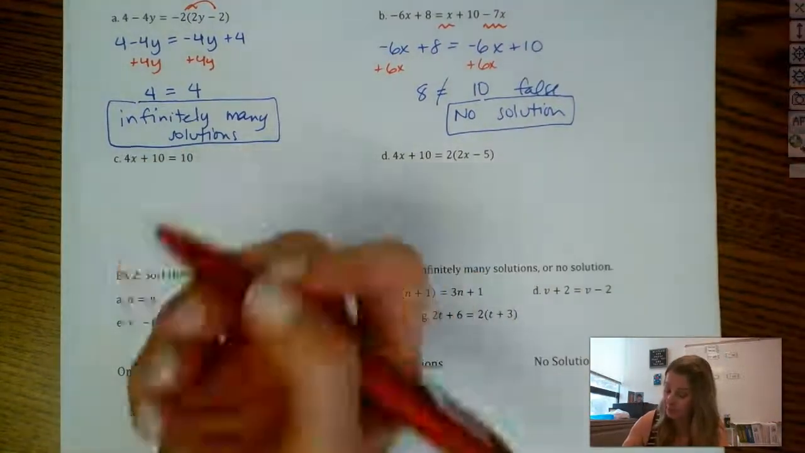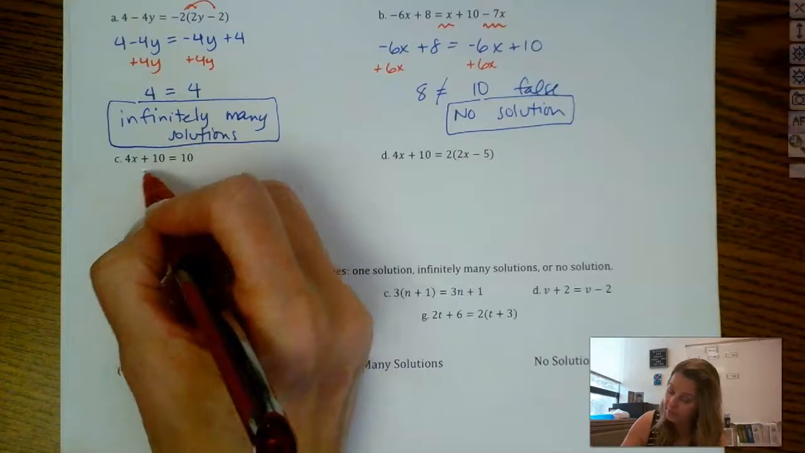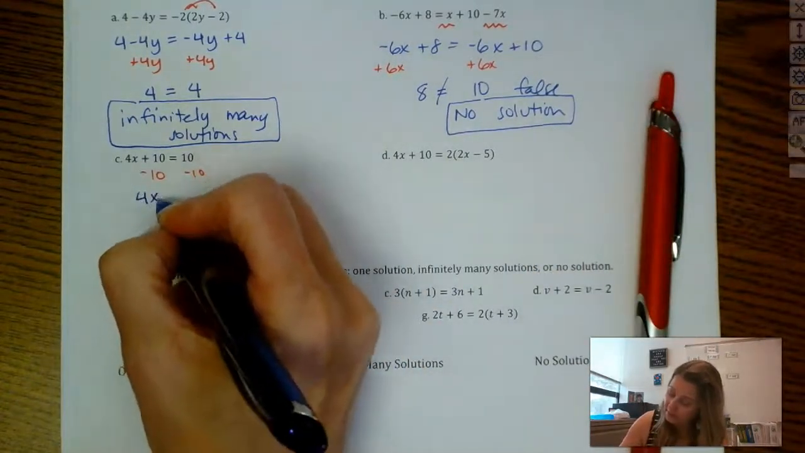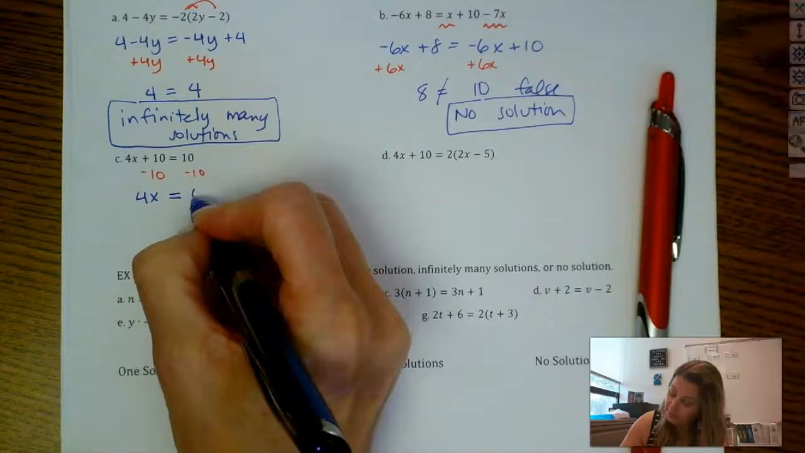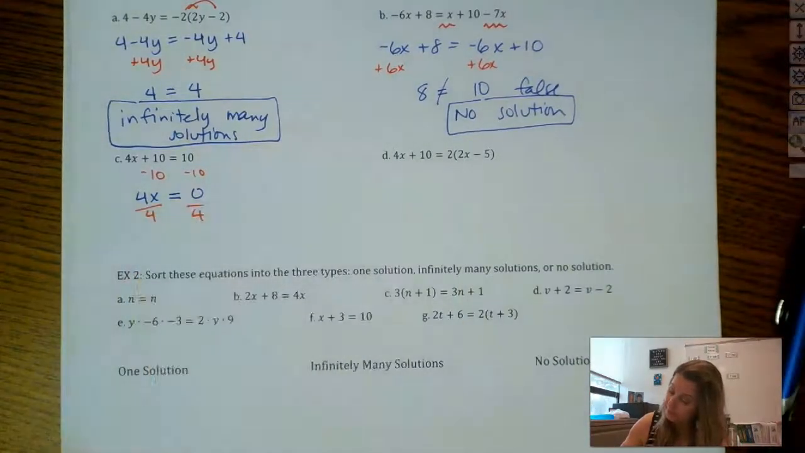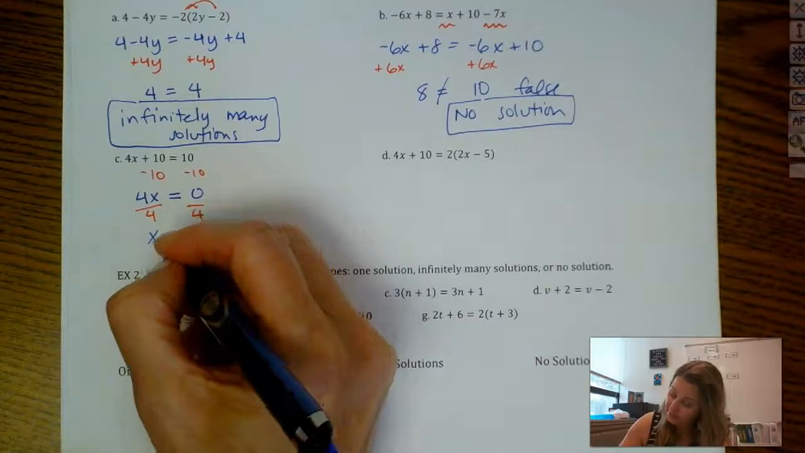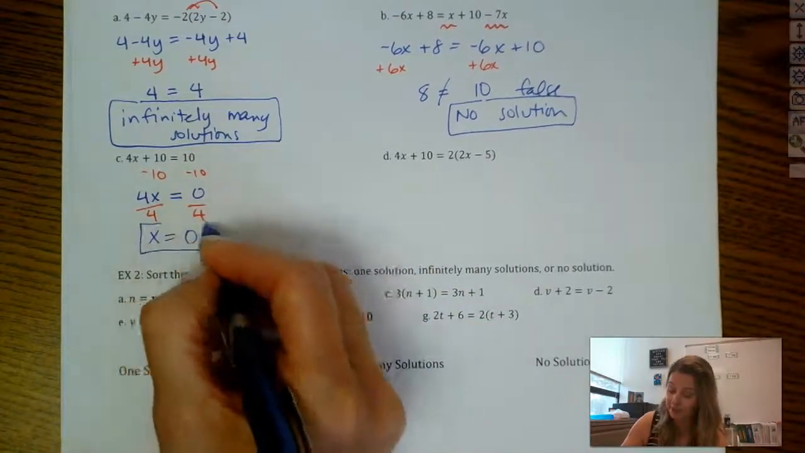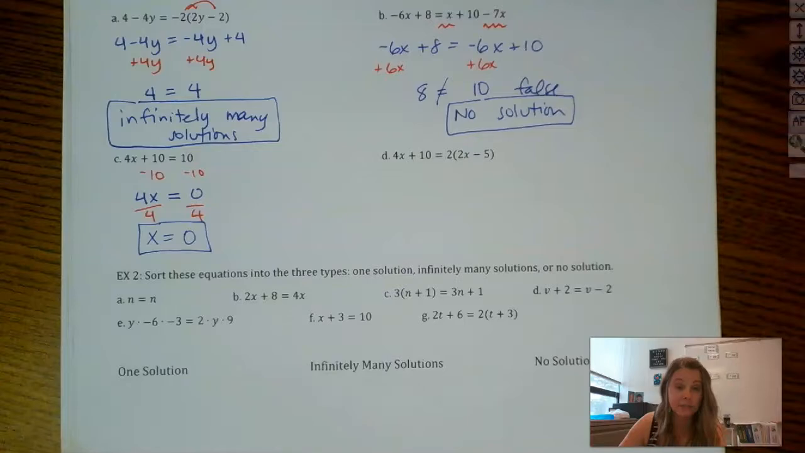Okay, letter C. I would start by taking away 10 from both sides. So that gives me 4x equals 0. So I'm going to divide by 4. This leaves me with x. 0 divided by 4 is 0. So that's my answer. I get one solution here, and the solution is 0.